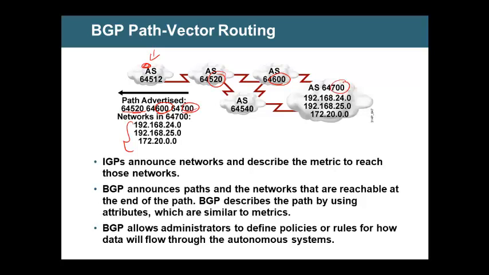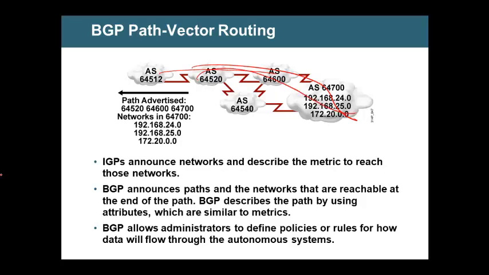This is why it is called a path vector protocol. It shows not just the path, it also shows the direction vector. It shows the path and the direction. BGP is a path vector routing protocol.